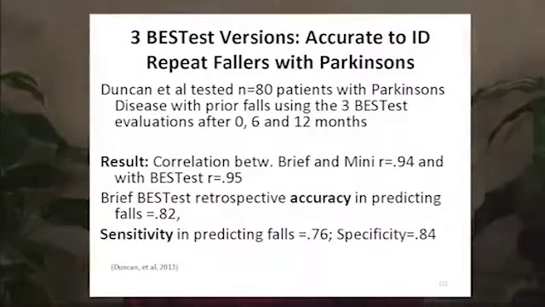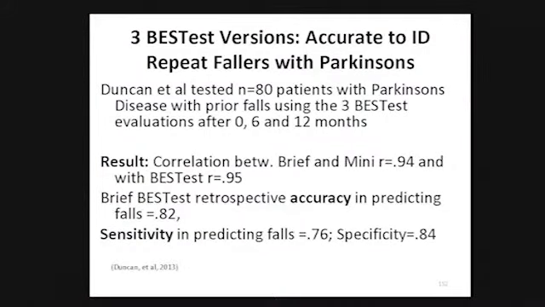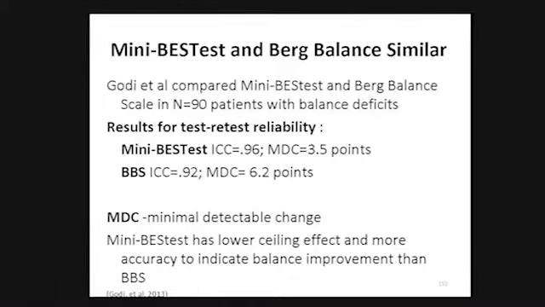Okay. Also accurate to identify repeat fallers with Parkinson's. So they took a group of patients with Parkinson's disease and said, hey, correlation between the Brief and the Mini, 0.94. And with the BESTest, 0.95. These are great marks. So what are you going to use? I'm going to use the shortest test I can to get the same result. Sensitivity in predicting falls, 0.76. Specificity, 0.84. Still good scores.